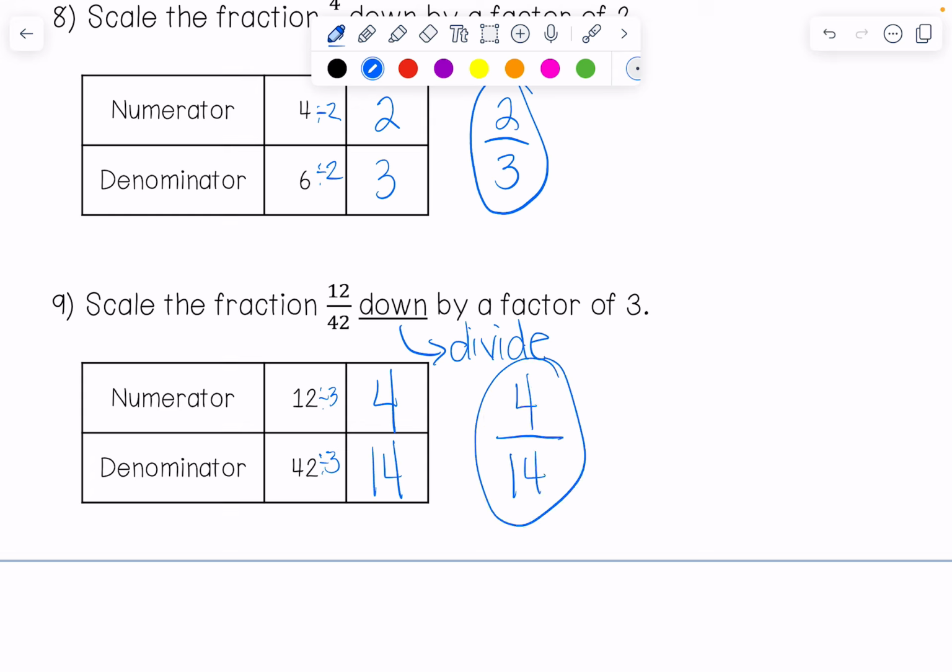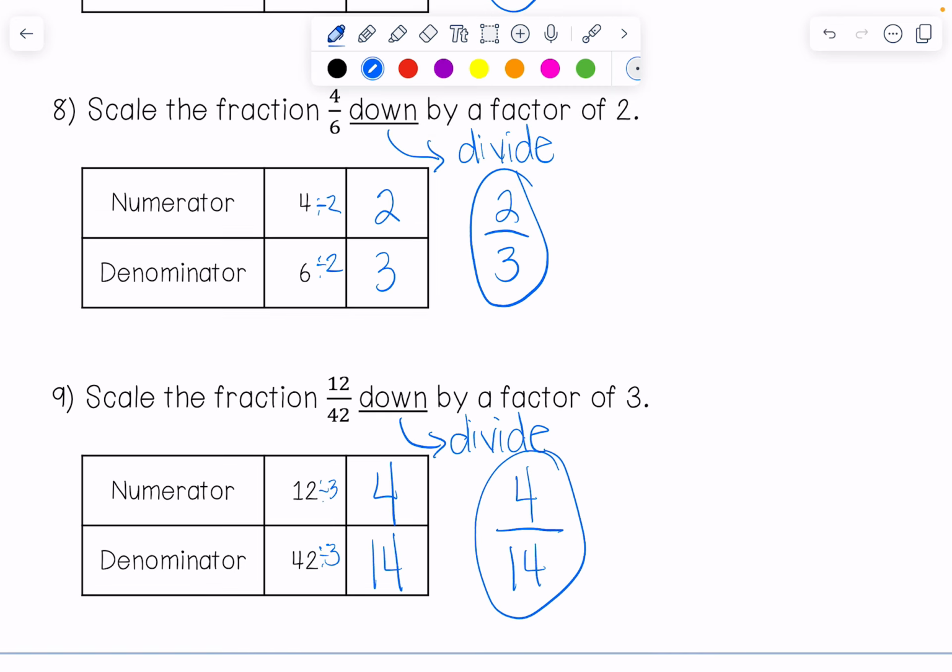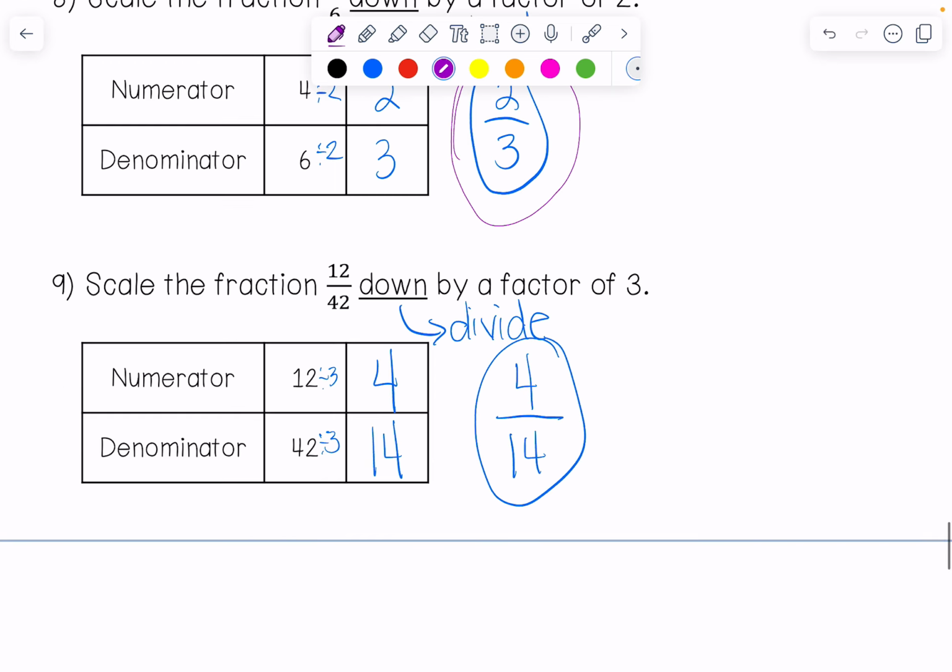Some of these might end up with our simplest form, but not always. So we're just following the directions of the factor they want us to scale by. In this particular example, on number 8, 2/3 happens to be my simplest form. On number 9, 4/14 is not simplest form yet, but I followed the directions by scaling it down by the factor of 3.